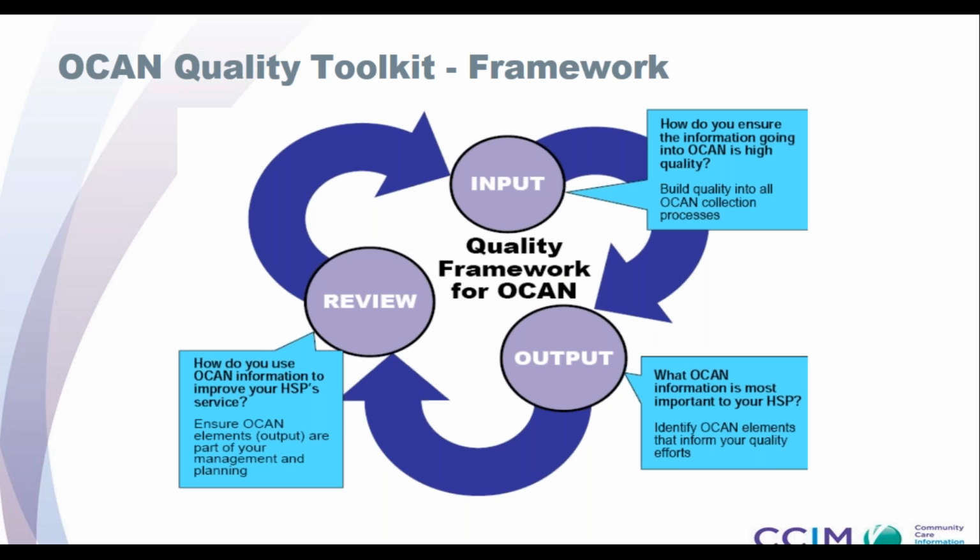Output is what OCAN information can be pulled from the OCAN that can support your organization's quality effort. So there's a number of different elements in the OCAN. What elements are important to your organization to look at and monitor as you take on quality improvement initiatives? And then finally, review is where are you going to review that information? What kind of forums are you going to use to be regularly reviewing that information?